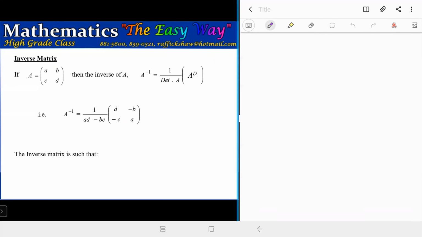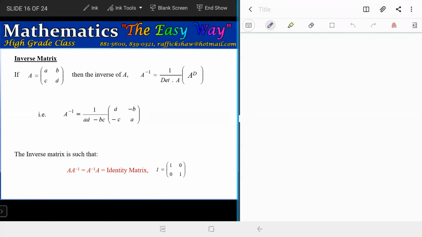Relationship between a matrix and its inverse. And this is it. When you multiply a matrix and its inverse, you end up with the identity matrix. And that is it. A matrix multiplied by its inverse, or an inverse matrix multiplied by the matrix, equals the identity matrix I, the I matrix, 1, 0, 0, 1.